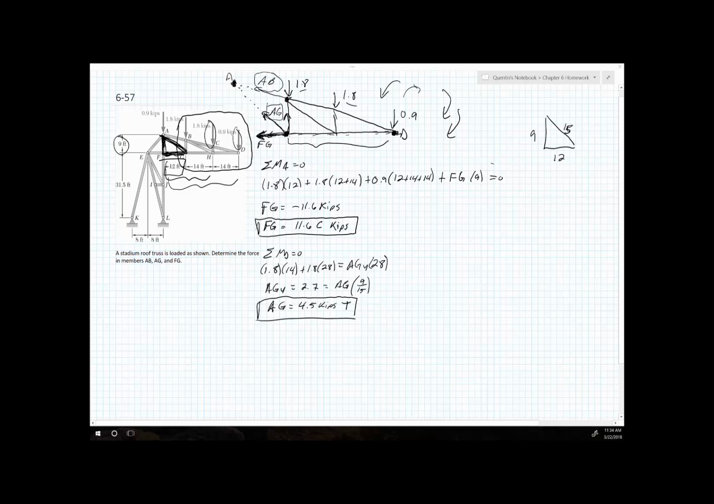So where should we take AB? What if we do it at point G? I could do my sum of forces in X and Y and I'd get the same answer, but I just feel like doing sum of the moments. Sum of the moments at G equals 0. At G, this 1.8 passes through it, so that goes away. 1.8 times 14 plus 0.9 times 14, sorry, that's not 14, that's 28. 14 times 2, there we go.